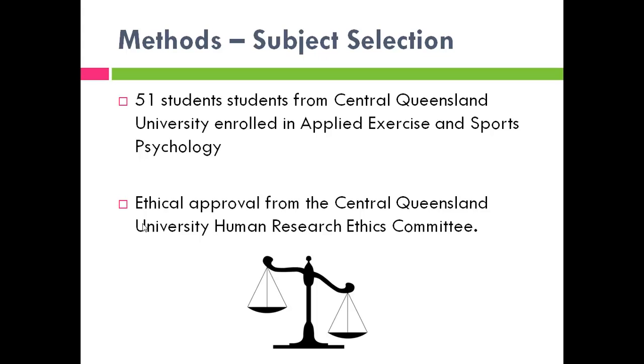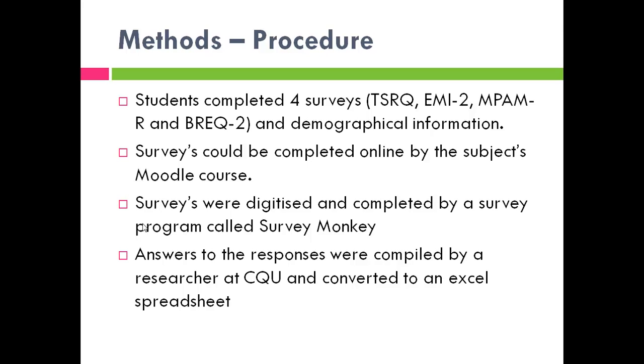all of these students gave formal consent on the online Moodle course before they completed any surveys. Ethical approval was also gained from the Central Queensland University's Human Research and Ethics Committee. So basically, students completed a series of 4 surveys, and these are all lifestyle and behaviour surveys to do with alcohol consumption, cigarette smoking, and so forth, and they also collected some demographical information.